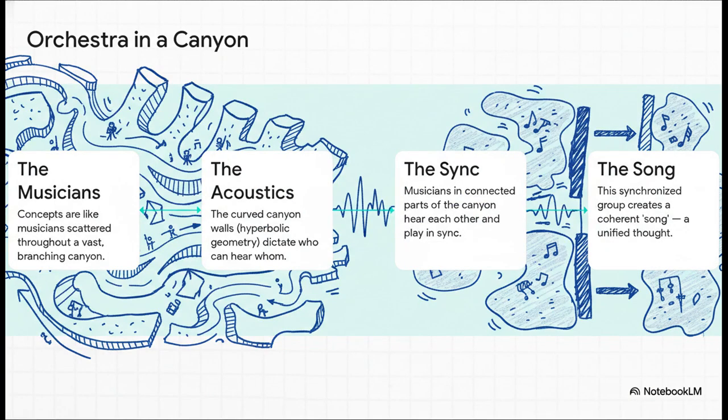This orchestra in a canyon analogy shows exactly how it works. So the geometry of the space, the walls of the canyon, it acts like a natural filter. Just like how sound travels along the paths of a canyon, only concepts that are meaningfully related can hear each other and start to sync up. These synchronized groups, these islands of synchrony, become coherent thoughts.